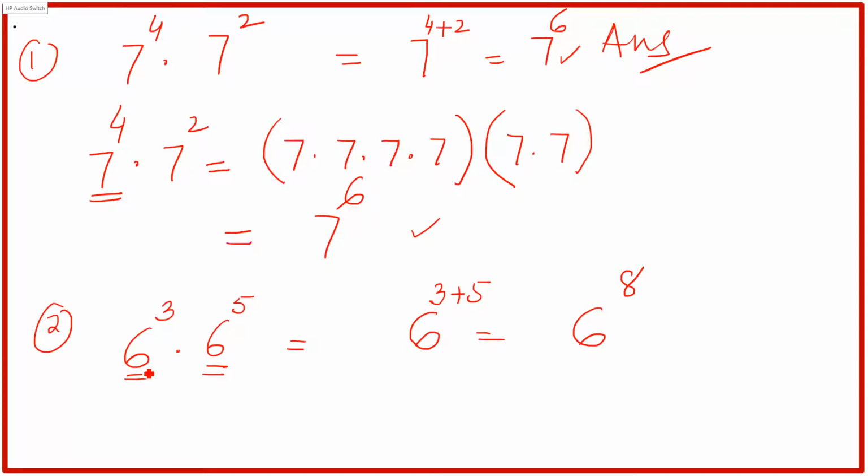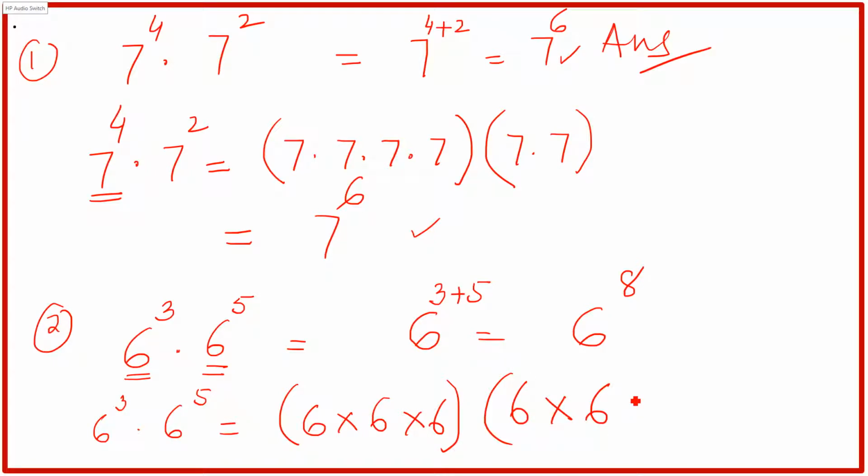But the second way is to write 6 cube and then 6 raised to power 5. It means you have 6 three times, 6 multiplied by 6 multiplied by 6, and here you have 6 five times, 6 multiplied by 6 multiplied by 6 multiplied by 6, right? And then you count 1, 2, 3, 4, 5, 6, 7, 8. Same thing, you have 6 eight times. It does not mean that 6 8 times is 48 and you write down 48 as the answer. No, it means you have to write down 6 eight times.